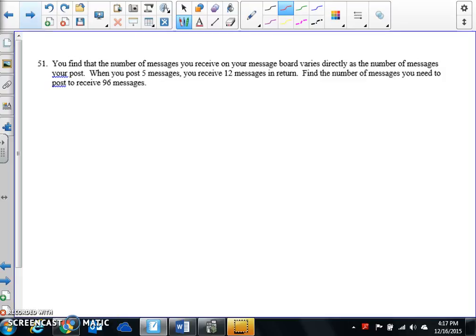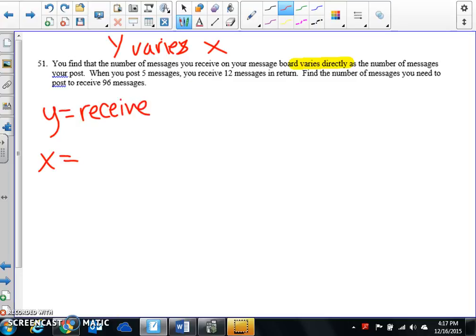All right, directly, okay. So y always varies with x. So y equals, x equals. The first thing they talk about is the number of messages you receive. So let's just say receive. And then after the word directly comes the number of messages you post. So let's just say post. All right, it's a direct variation, so y equals kx.